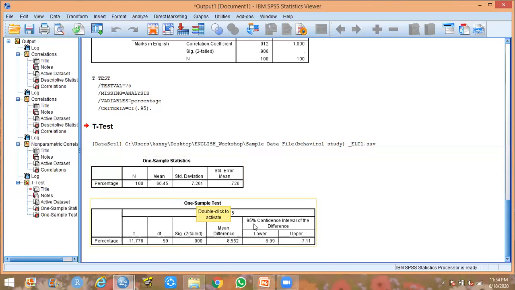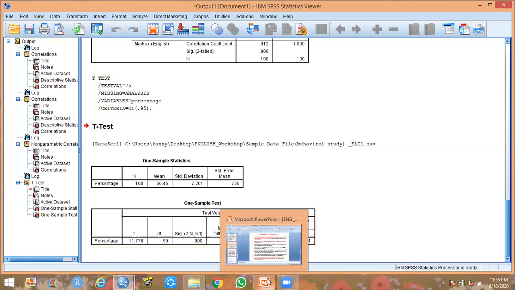Now you come to the confidence interval of the difference. What is the confidence interval for the mean difference between the marks? That is 7.11 to 9.99. That is the difference in the mean, the 95% confidence interval of the difference for the means compared with your null hypothesis, right?